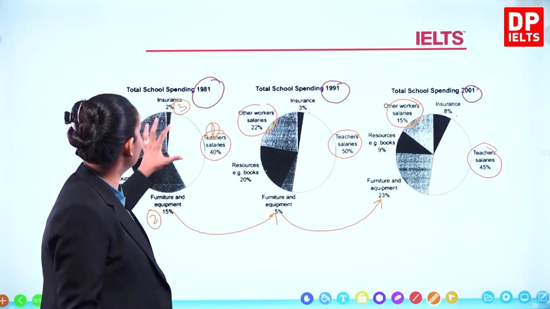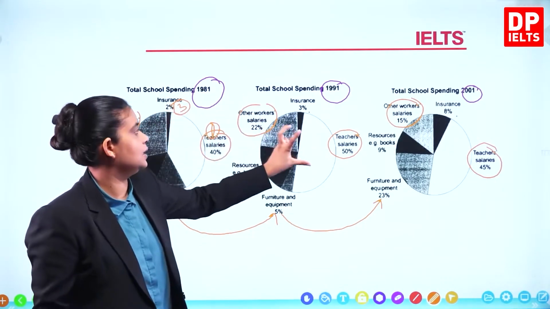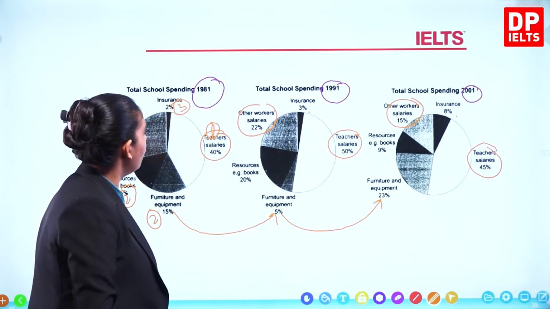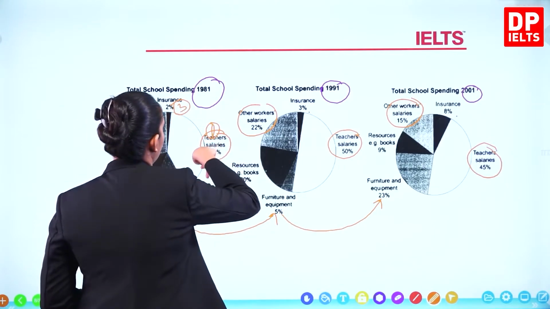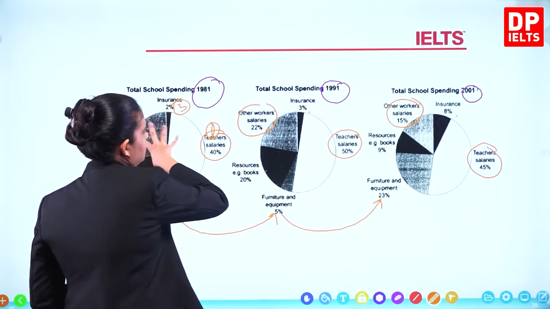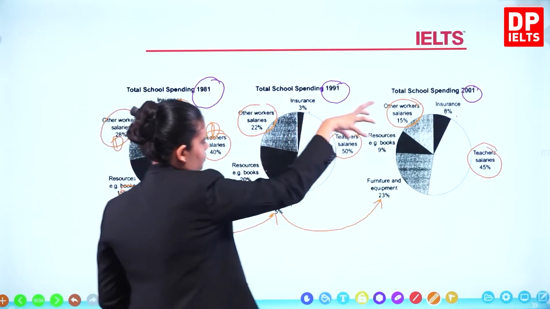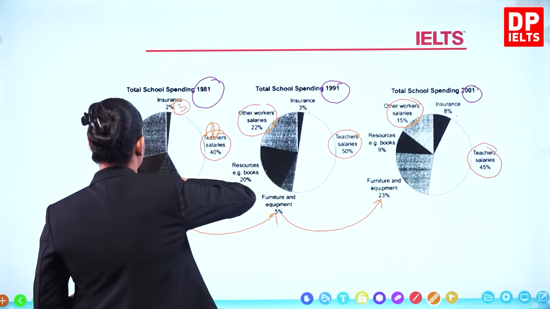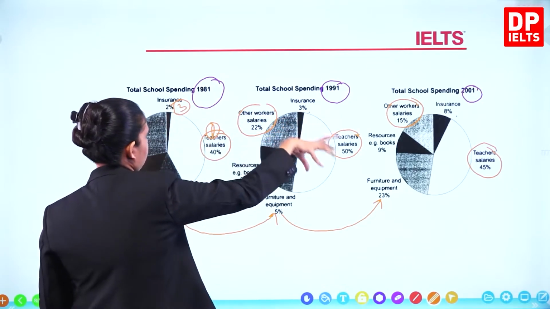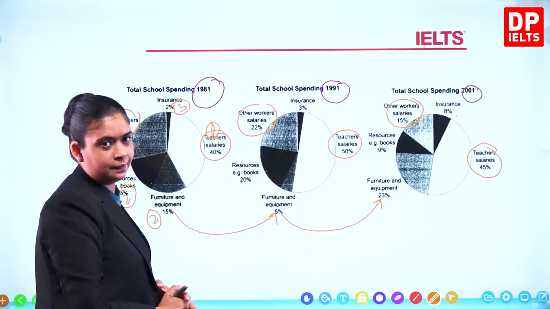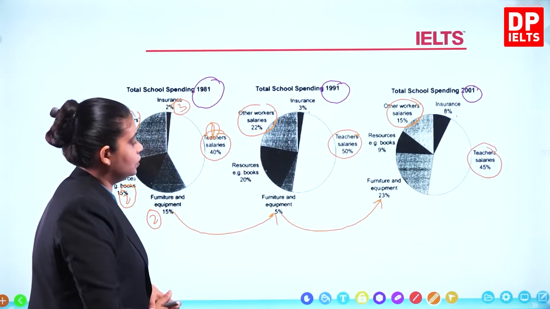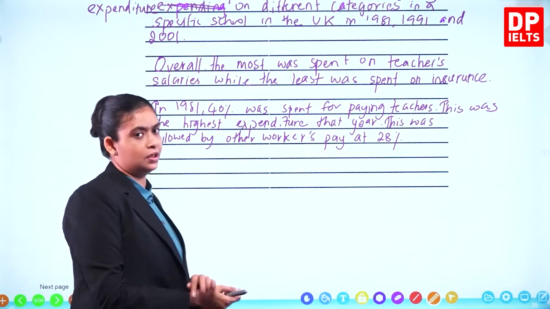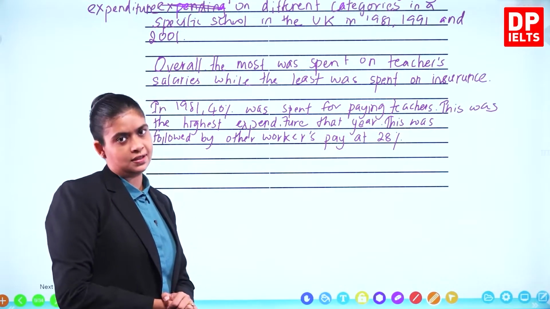But if not, you could take 1981, 1991 and 2001. Or you could even take 1981, talk about teacher salaries and other workers, and that in comparison to these 2 years. And then 1991, how it works, and then 2001, how it works again. So it depends on how you want to categorize it. So I've just given you the heads up, and now you can continue to write the answer.